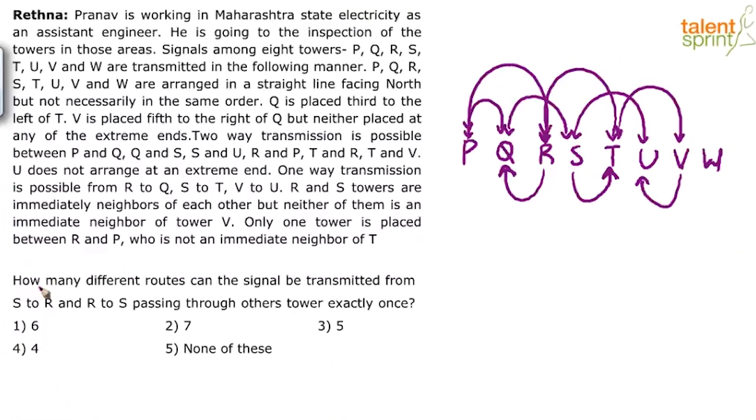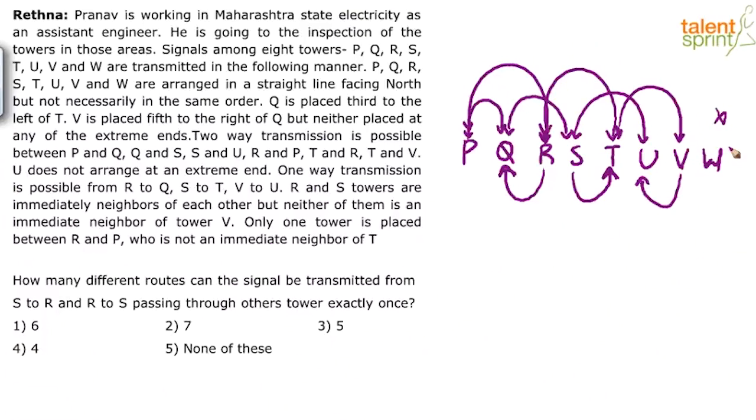So what's this question? How many different routes can the signal be transmitted from S to R and R to S, passing through other towers exactly once? Again here you will find that W is not connected. So for this question also we can say the answer is none, because actually W is not in the picture.